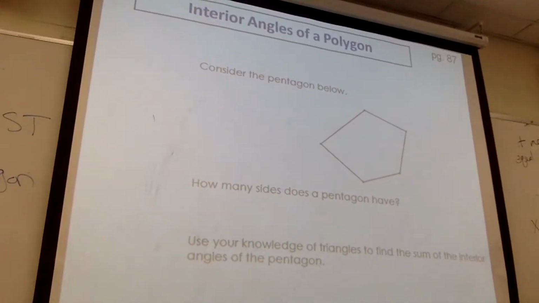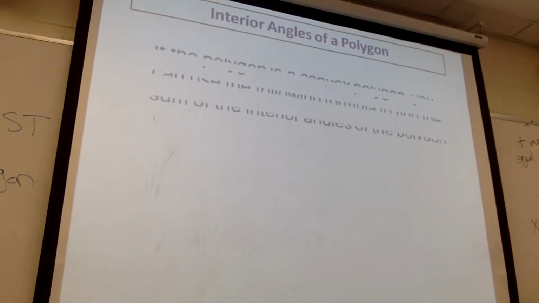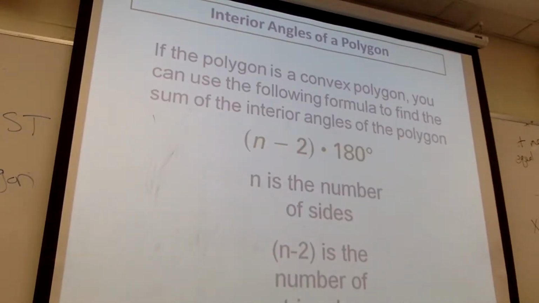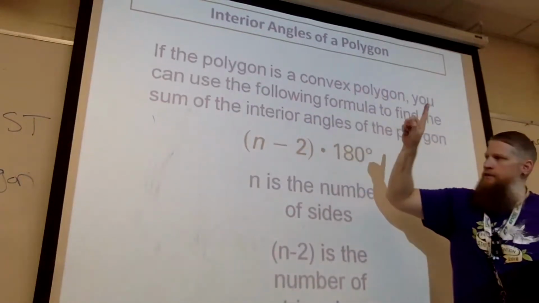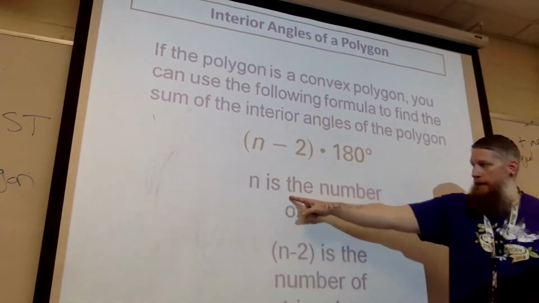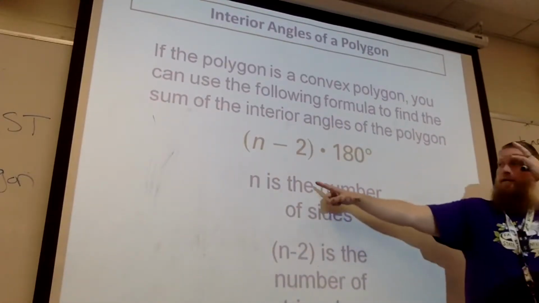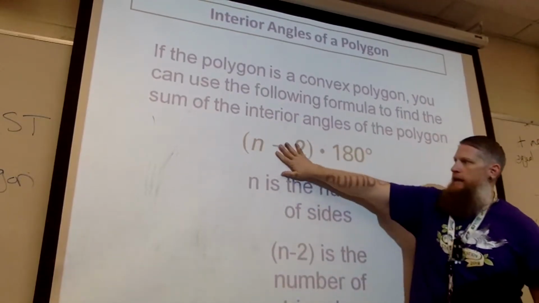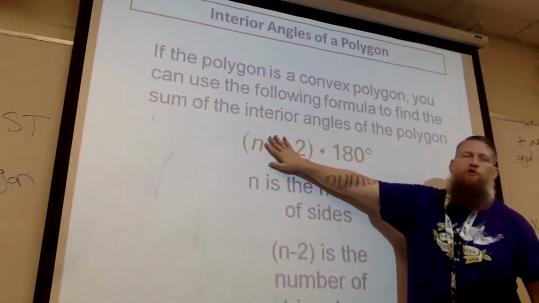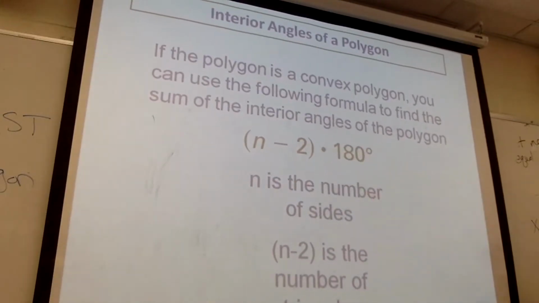Okay? But if you want this in formula form, it would look like that. Essentially what we just did up there, to get the sum of the interior angles, you take the number of sides, so n represents the number of sides, subtract 2 from it, and then multiply it by 180. Because this right here, the n minus 2, that's the number of triangles, with 180 degrees in each triangle.